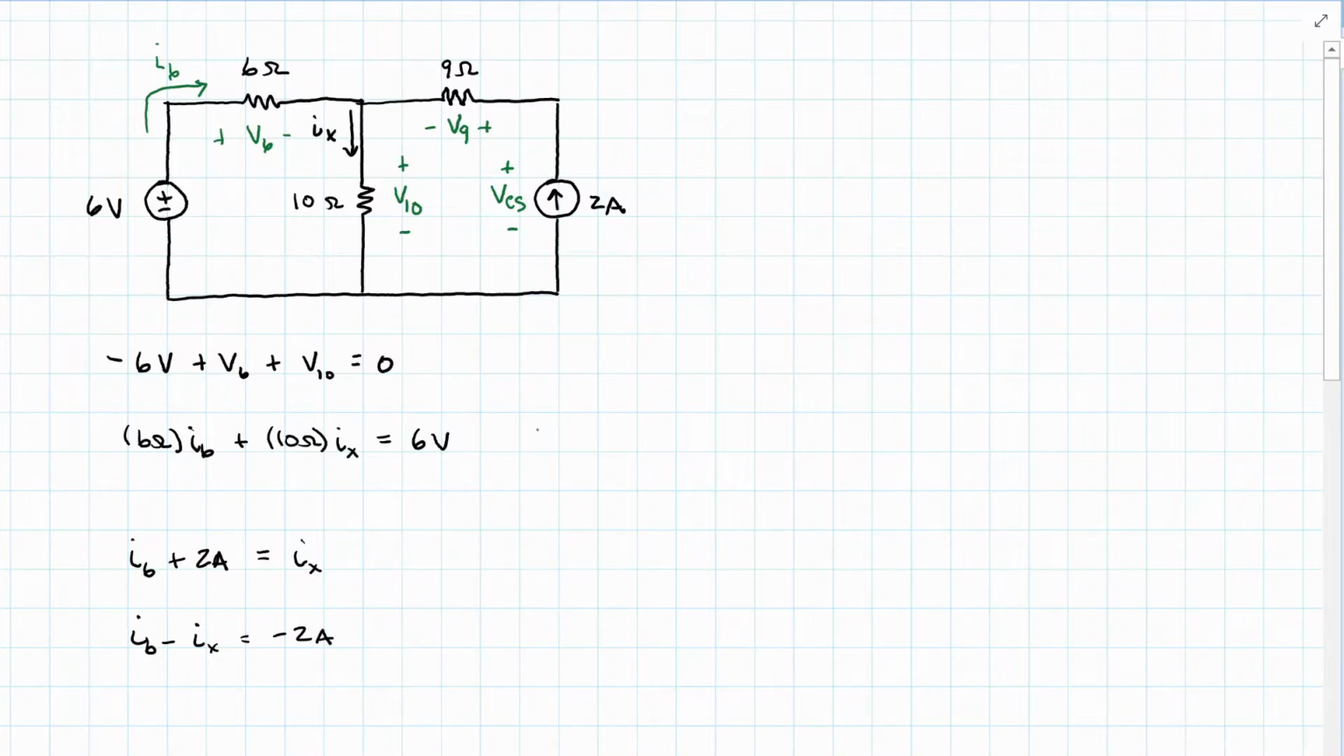This gives me 2 equations containing the variables I6 and IX. So I can solve these equations simultaneously, and in doing so, I find that I6 is equal to negative 7/8 of an amp, and IX is equal to positive 9/8 of an amp.